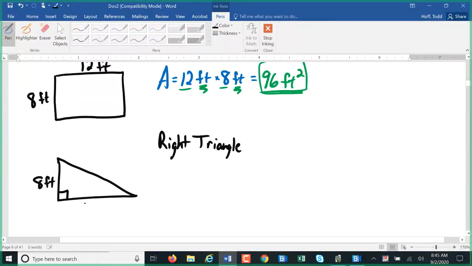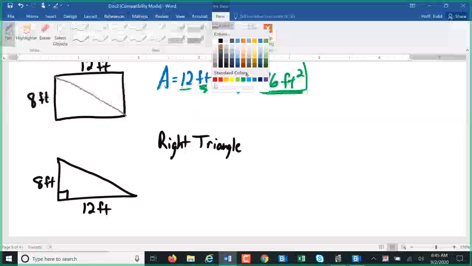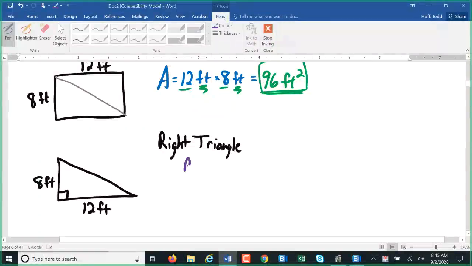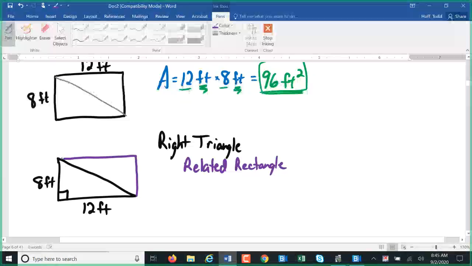This is still 8 feet here, and this is still 12 feet here. You can see that this triangle is exactly half of the rectangle we had up here. In fact, when we're looking at finding the area of a triangle, we actually look at the area of a related rectangle. The related rectangle, of course, would be just this one here.